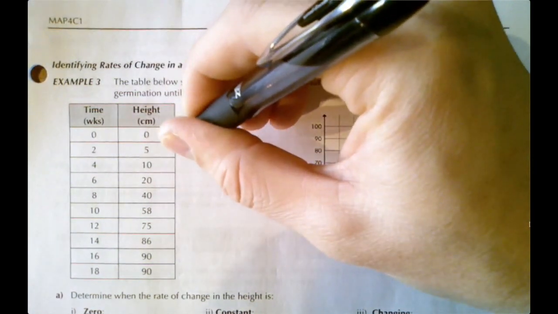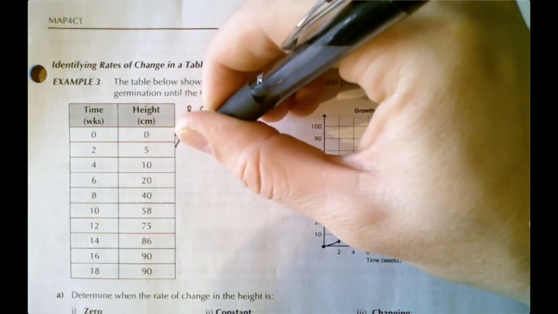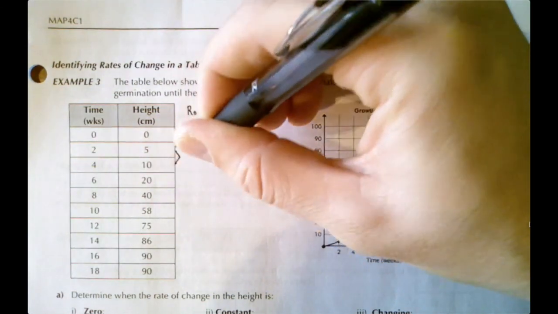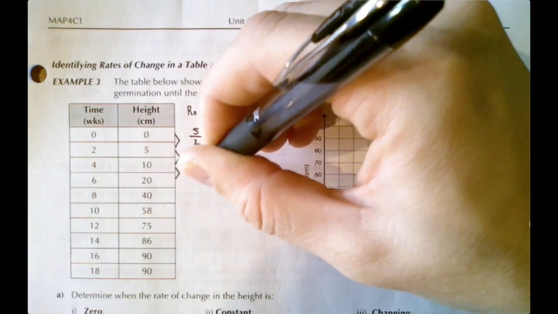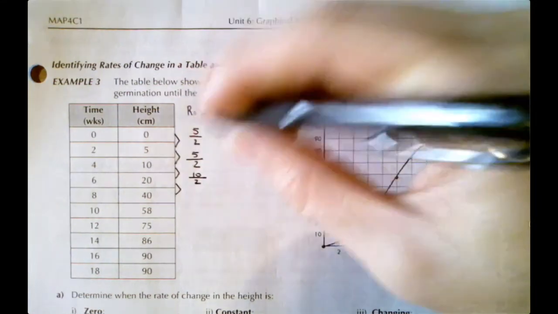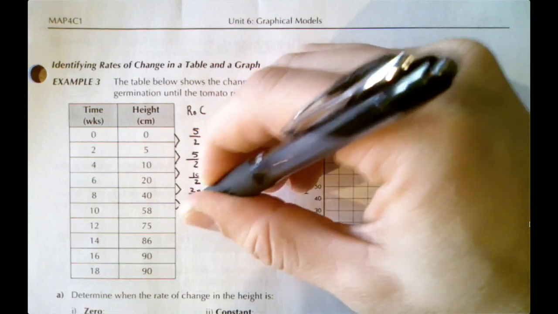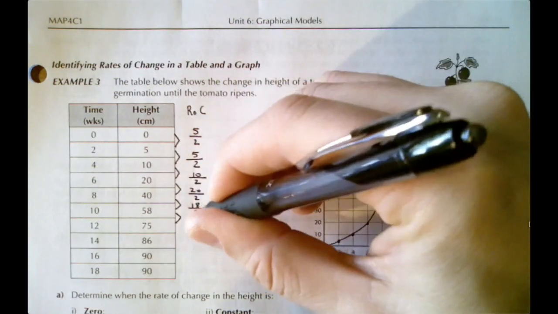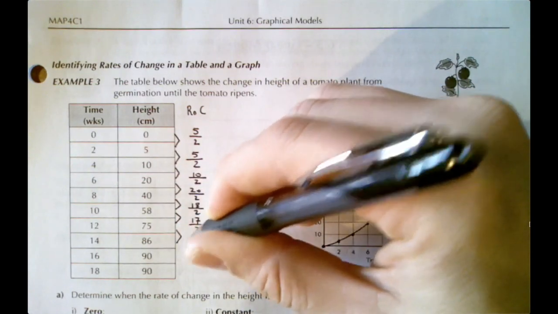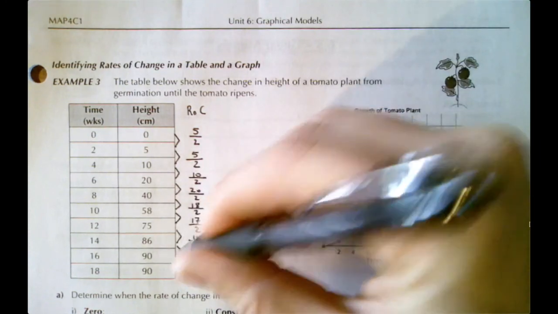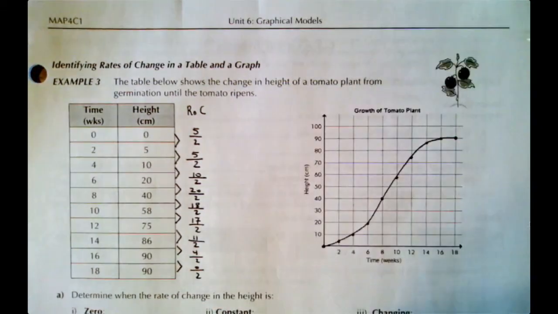If we compare the change in height to the change in time, we are going up 5 and time's changing by 2. Our next pair, we're going up 5 again and time's changing by 2. Next pair, we're going up 10, time's changing by 2. Next we're going up by 20, time's changing by 2. Then we're going up 18, time's changing by 2. Next one's 17 by 2. Next one is 11 by 2. Next one's up by 4 in 2 weeks. And the last one's up by 0 in 2 weeks.